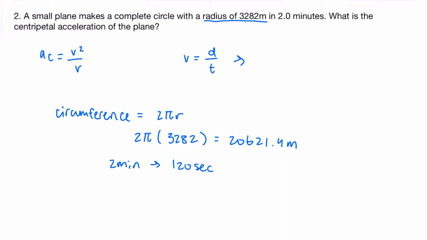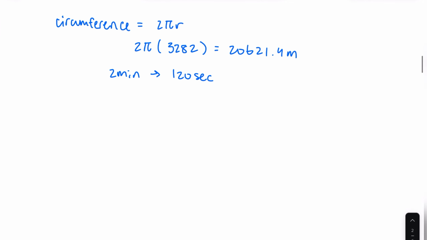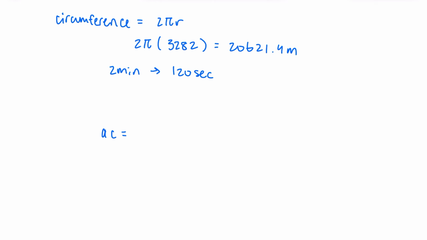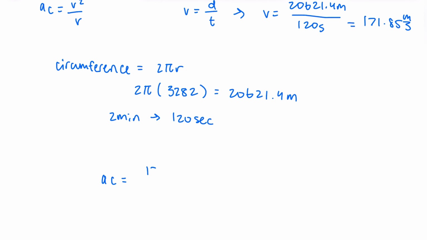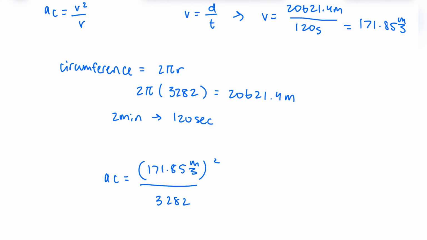And now we can solve it out. So the velocity is going to be 20,621.4 meters over 120 seconds, which is 171.85 meters per second. So now we have velocity and radius, we can just solve it out. So a_c equals v squared over r, so 171.85 meters per second squared over 3,282 meters, and that is going to give us a value of 9 meters per second squared.